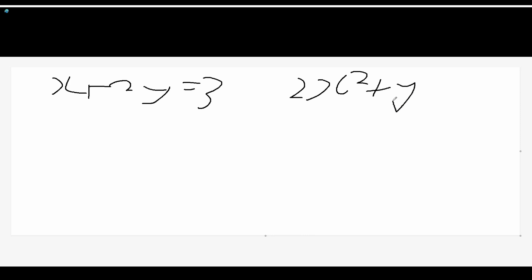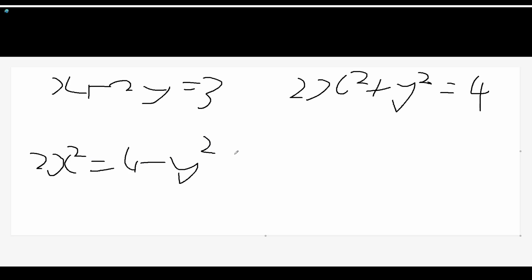So we're going to do an example here of x plus 2y equals 3. And this is our line. And we're going to go and add our curve in, which is 2x squared plus y squared is equal to 4. Right? And obviously we can just sub in for this. Right? And to do this, we're going to do x squared. Okay, so 2x squared, let's just simplify this quickly. So 2x squared is equal to 4 minus y squared, right?